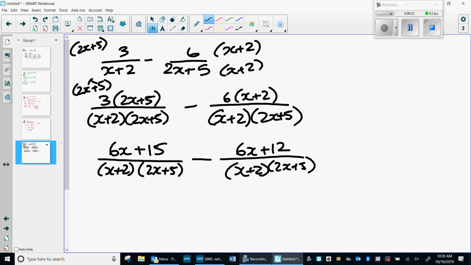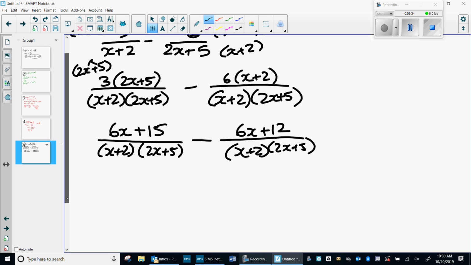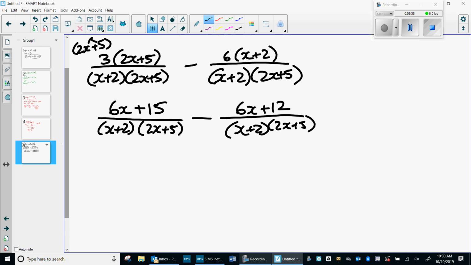Now, this is where some people made mistakes. Some people just keep forgetting, and I was stressing it a lot when we were doing these kinds of questions. When you're subtracting, you've got to remember you're subtracting both of these two things. So you've got 6x subtract 6x. What's that going to be? 0. Nothing. And then 15 subtract 12 is 3. So that's all we've got left on the top now.